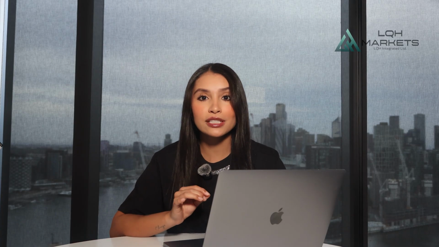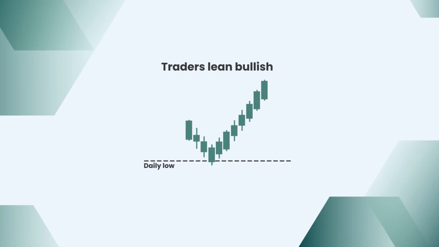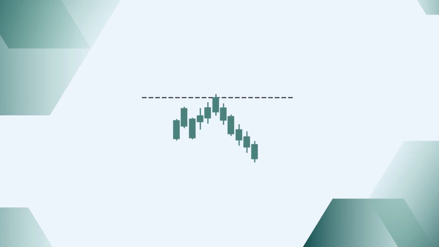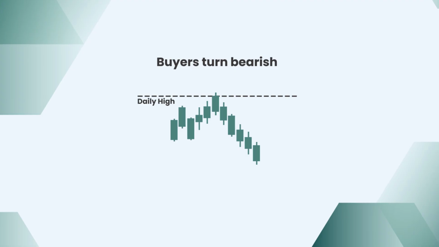Even inside intraday trading, the low price acts as a gravity point. If price is above the daily low, traders lean bullish. If price is trading below it, traders turn bearish. It's simple, but incredibly effective.